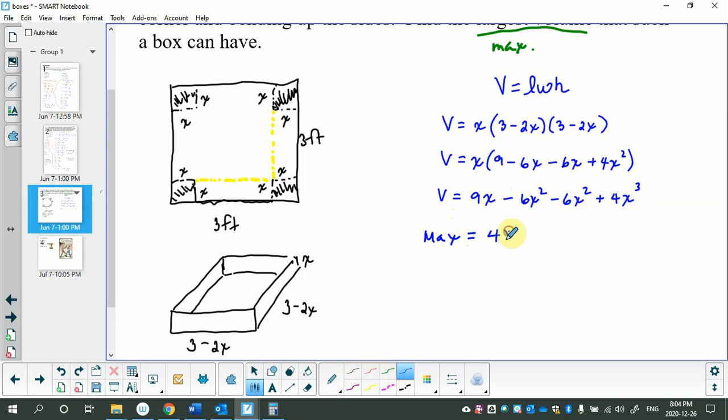So 4x cubed minus 12x squared minus 12x squared plus 9x. And take the derivative. See, derivative. 12x squared minus 24x plus 9.